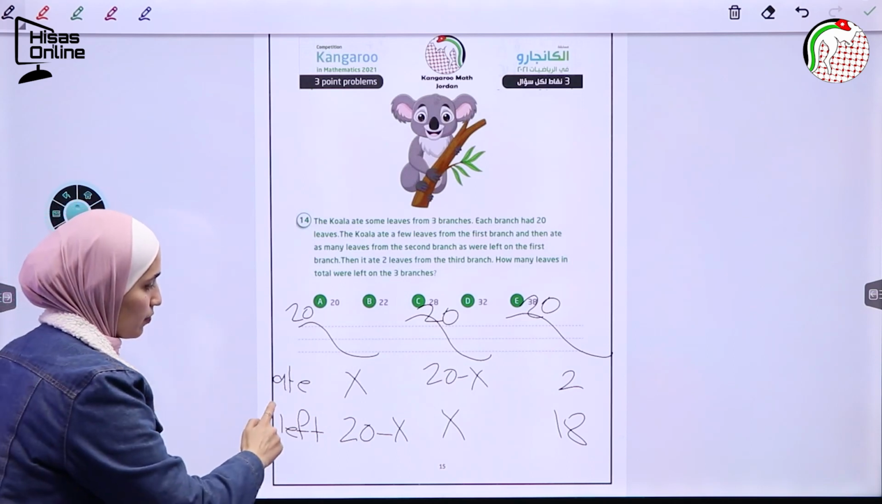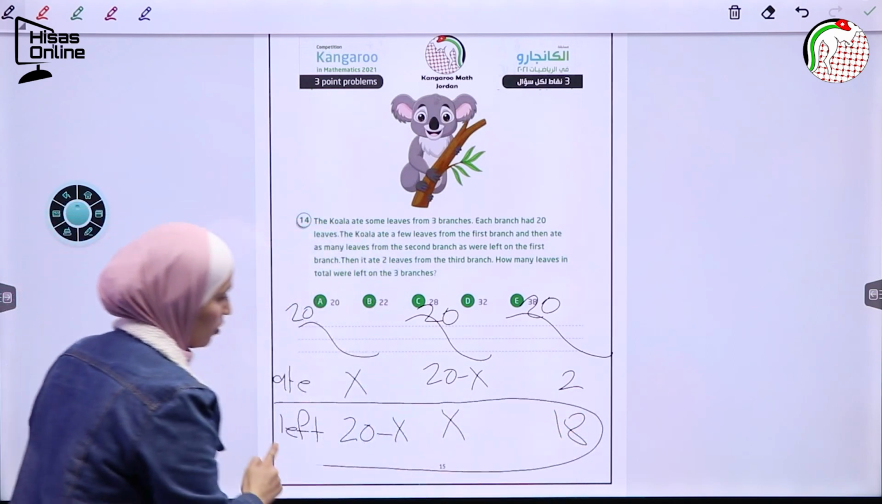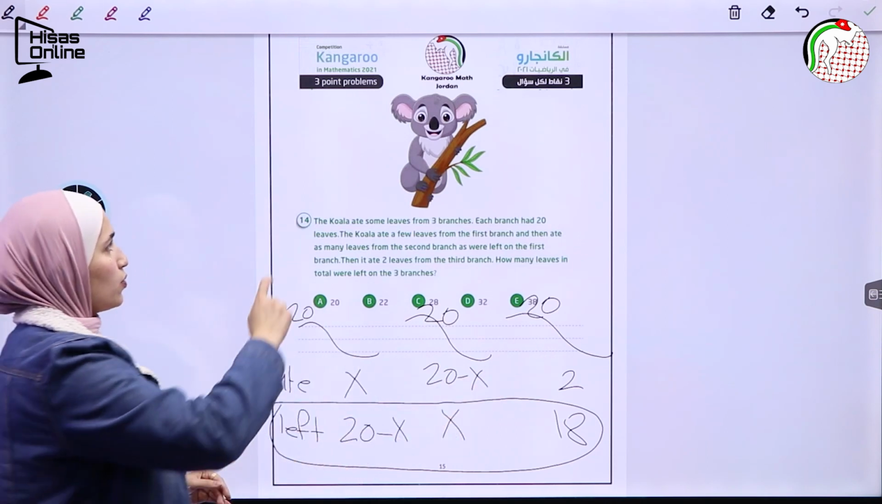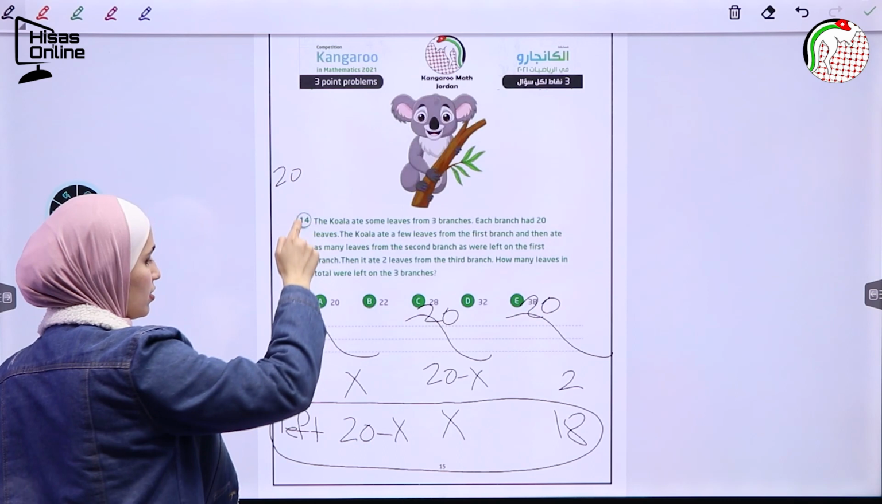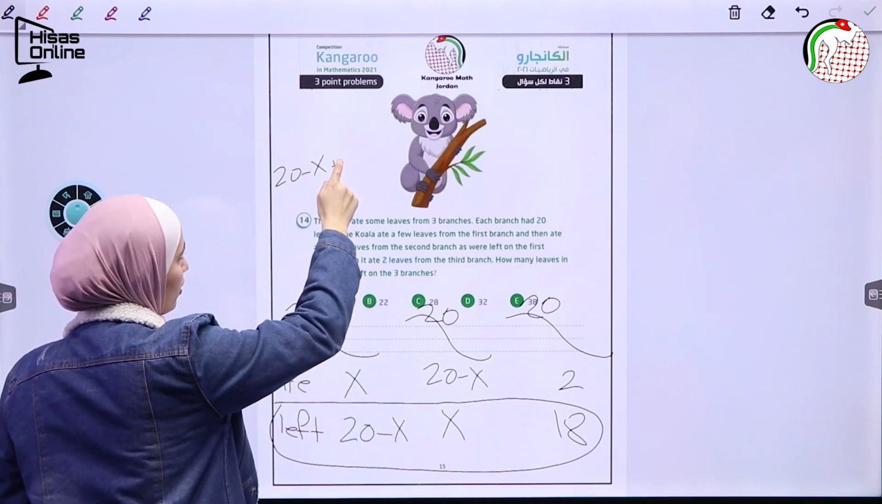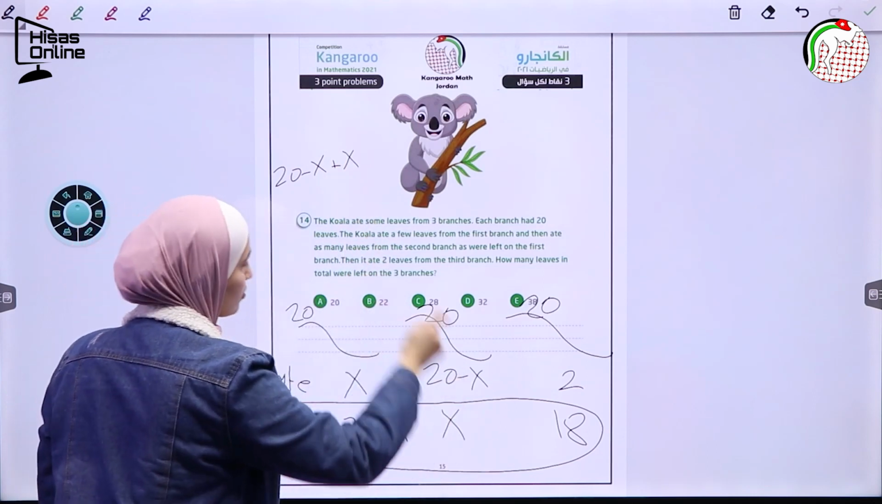Now let's see. These are the leaves that are left from all the branches. So let's add them together. 20 minus X plus X plus 18.